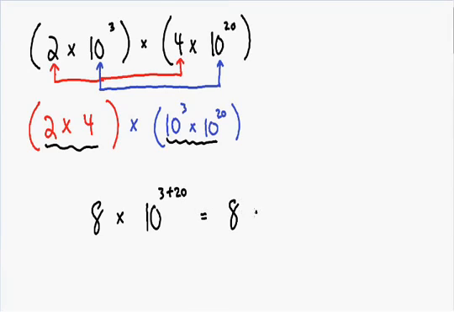We can simplify this even further. We have 8 times 10, and in our exponent, we have 3 plus 20. 3 plus 20 is equal to 23. So this is our final answer, 8 times 10 to the 23rd. Now let's go over another example that's a little bit harder.